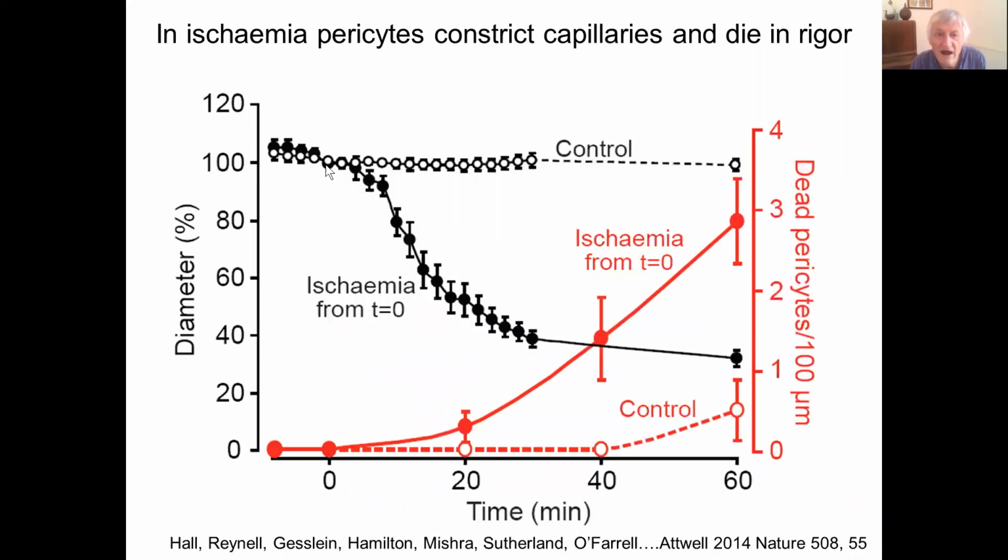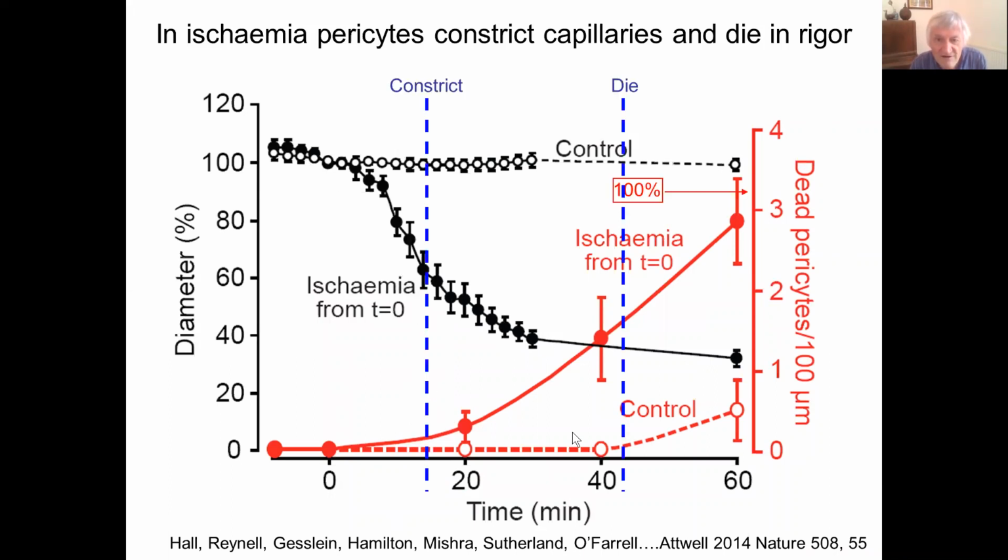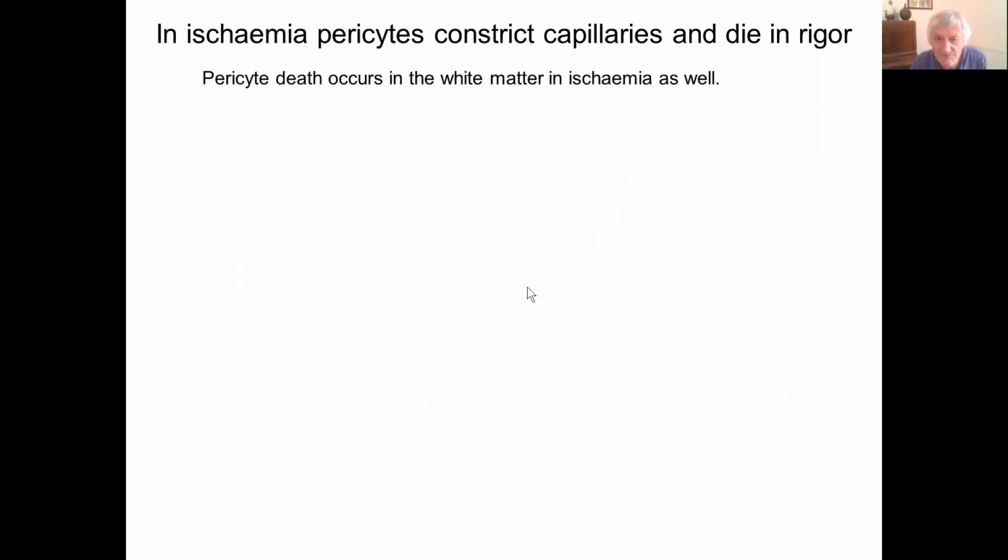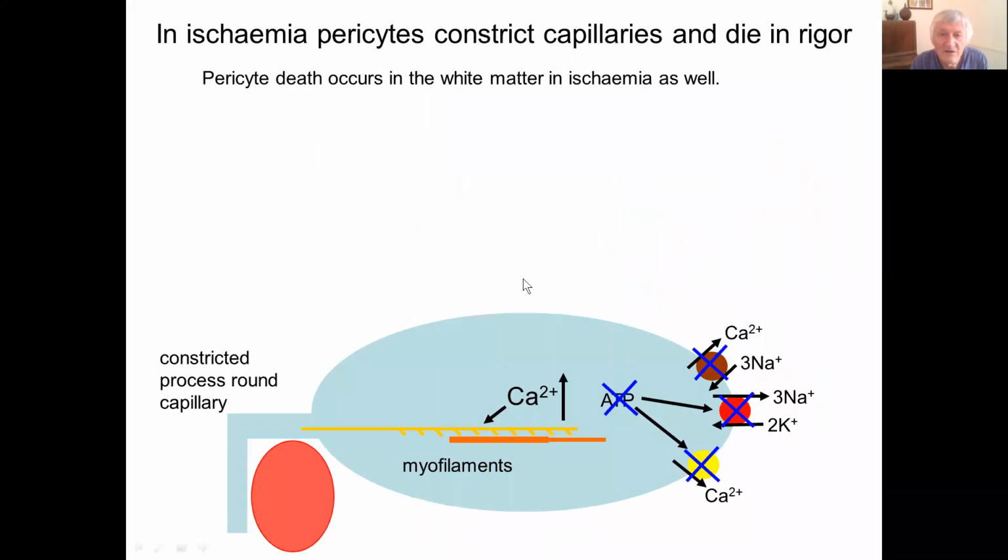This is just a graph of the constriction occurring over about 15 minutes and the death occurring. In chemical ischemia, it only takes about an hour to kill all the pericytes. They're very sensitive to death, to ischemia. It's slower actually with middle cerebral artery occlusion in vivo because that's not such a severe insult. So that was in the gray matter. The same thing happens in the white matter as well.